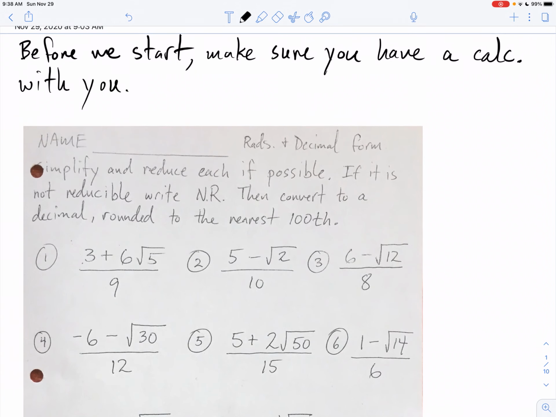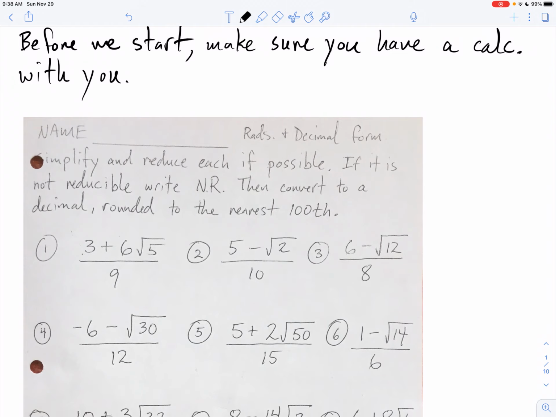Okay, guys, before we start, make sure you have a calculator with you. This is just a practice video for simplifying radicals and converting them into decimals correctly on your calculator. You might find this review, but you might also need some practice here. We are going to be using the quadratic formula, etc., for the remainder of this unit.